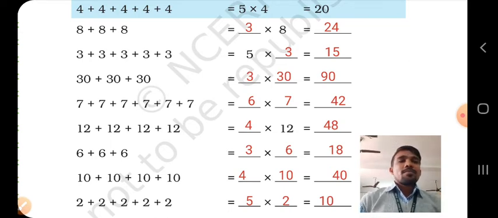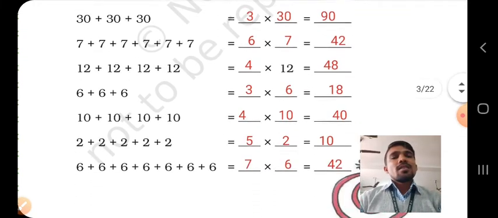Similarly, 6 plus 6 plus 6. How many times it is repeated? 1, 2, 3. So 3 multiplied, which number is repeated? 6. So 3 multiplied by 6, 3 6 are 18. Is your answer. Then 10.